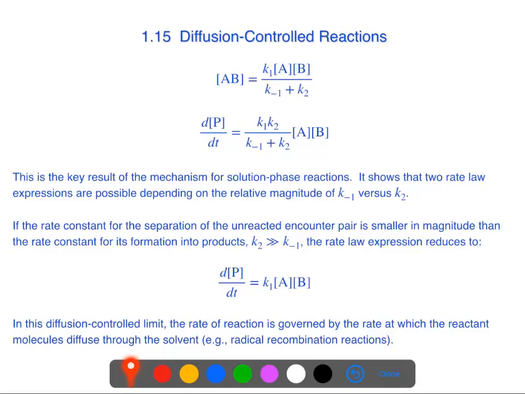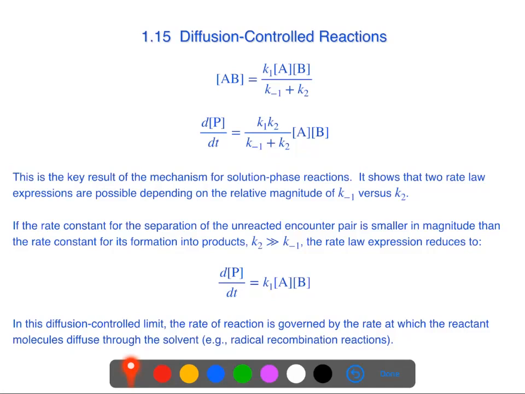This is the key result of the mechanism for solution phase reactions. It shows that two rate law expressions are possible depending on the relative magnitude of K-1 and K2. This is similar to what we observed when we discussed the pre-equilibrium approximation. For diffusion-controlled reactions, this sets up the possibility for two cases or two limits based on two conditions, which really is the relative magnitude of these two rate constants. So let's look at those two cases in more detail now.